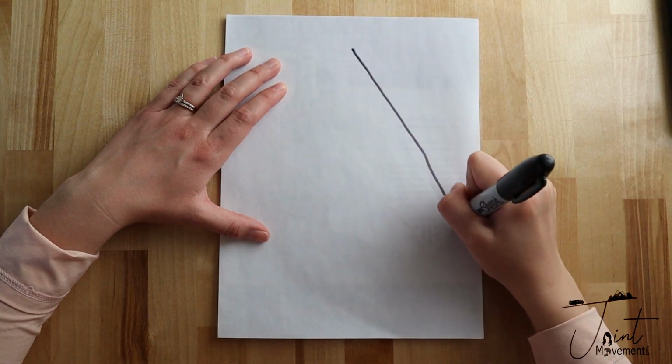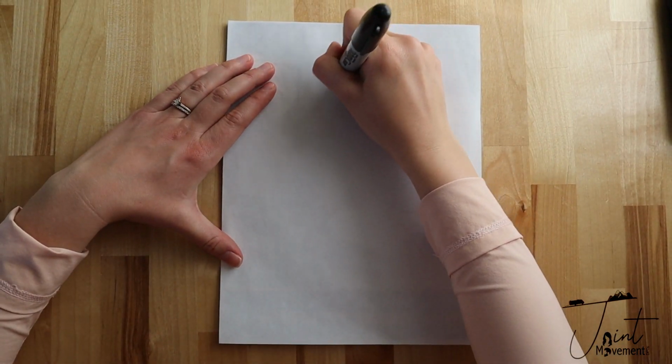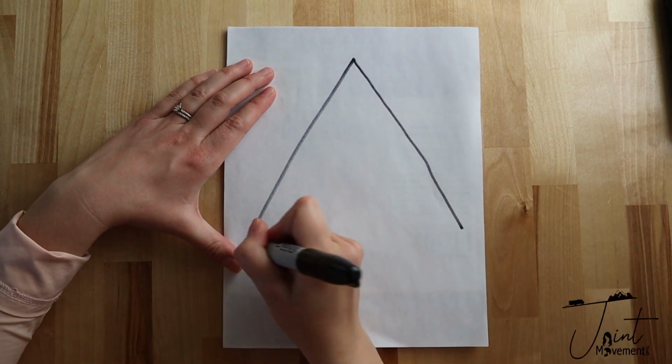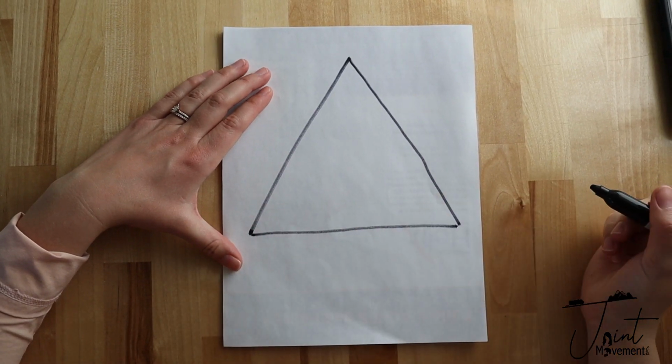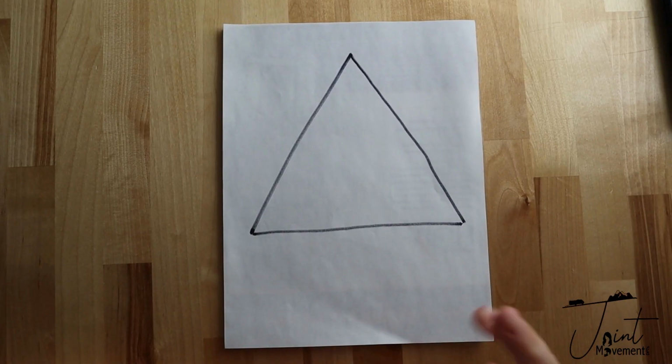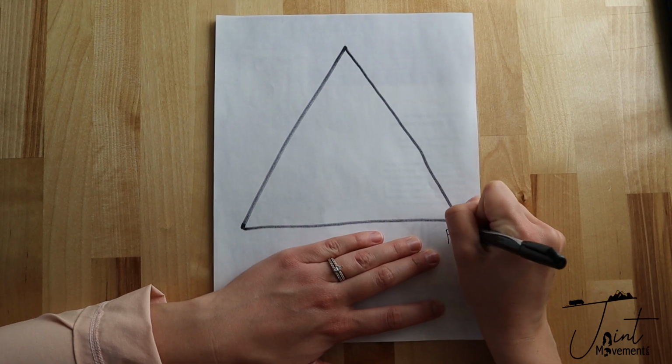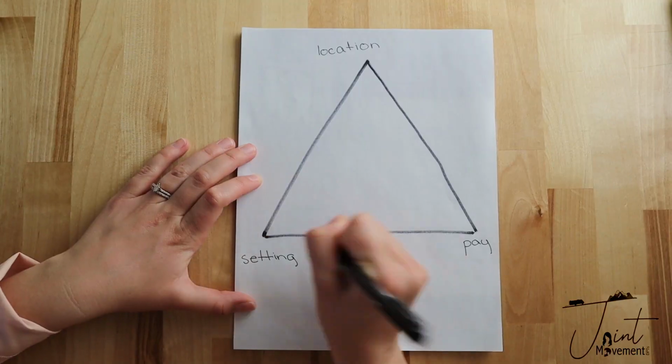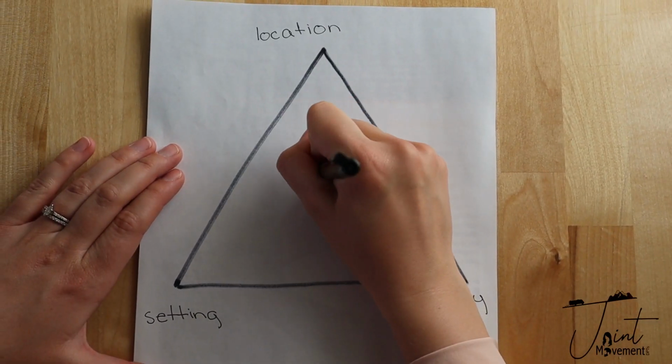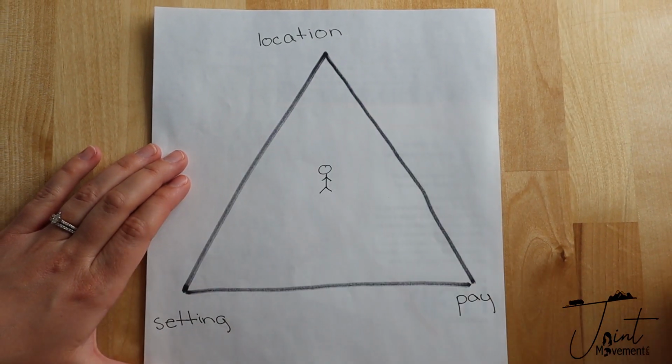Today, we're going to talk about the travel triangle. So how the travel triangle works is what you're going to first do is imagine or draw a triangle, and at each corner or each point, you're going to put one of the three key components, and so that's pay, location, and setting. Next, you're going to draw yourself a little stick figure right in the middle, or imagine yourself standing in the middle of this triangle.